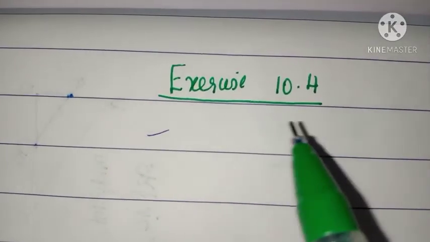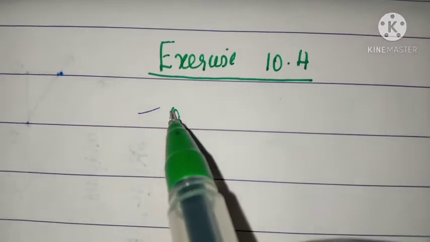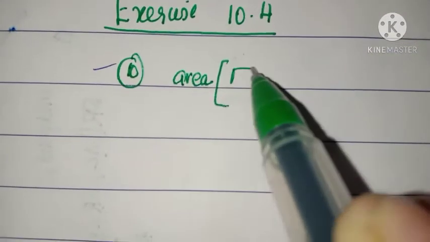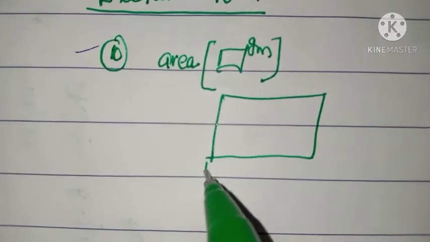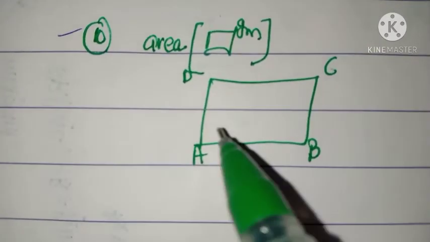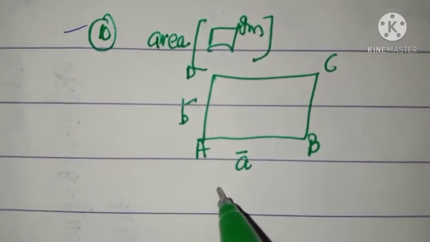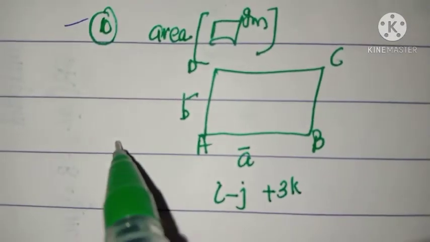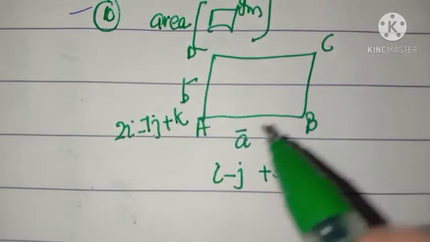Next, we are going to see some problems from exercise 10.4. See question number 10. The question is, find the area of a parallelogram whose adjacent sides are defined by two vectors. Suppose ABCD is a parallelogram. This is vector A and this is vector B, the adjacent sides. Vector A is defined as i minus j plus 3k. Vector B is defined as 2i minus 7j plus k. We have to find the area of the parallelogram.